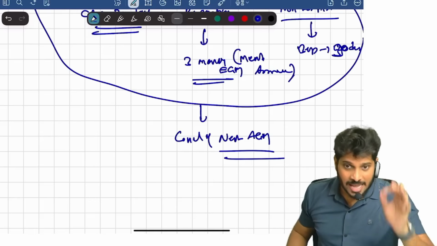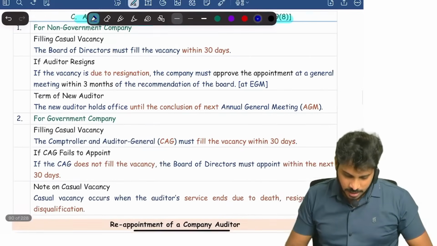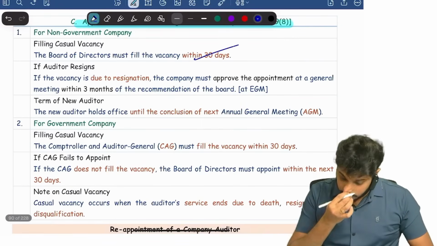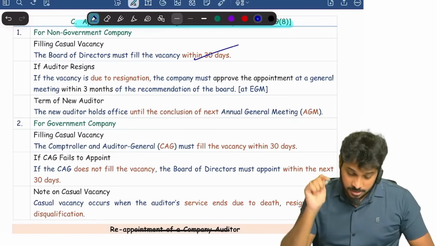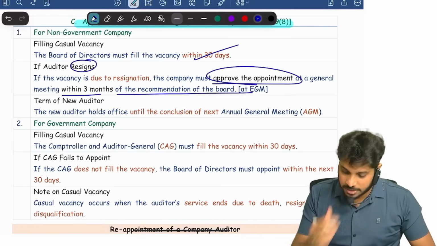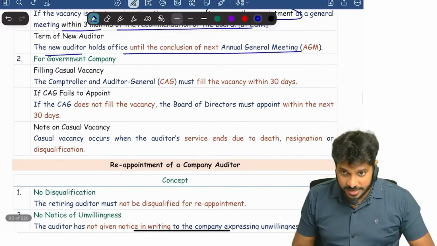We assume that existing auditor is reappointed. That's it. So, board of directors shall fill the vacancy, within a non-government company, board of directors shall fill the vacancy within 30 days. If at all the auditor resigns, then within 3 months, members have to approve the appointment. The new auditor will hold the office until conclusion of next AGM.